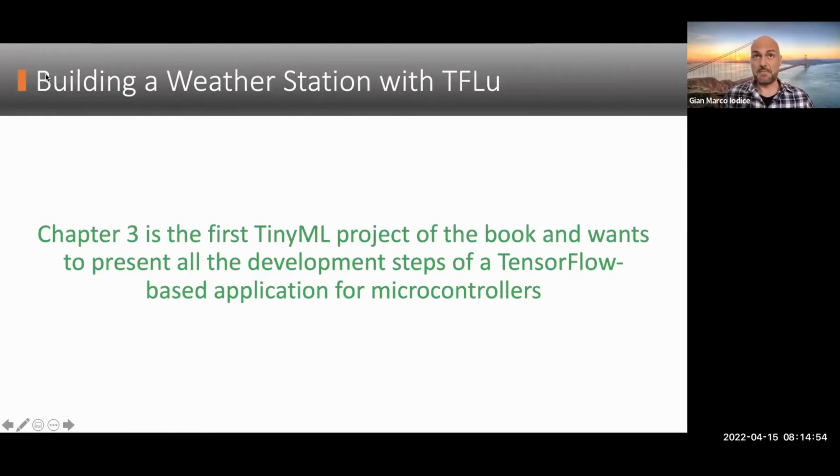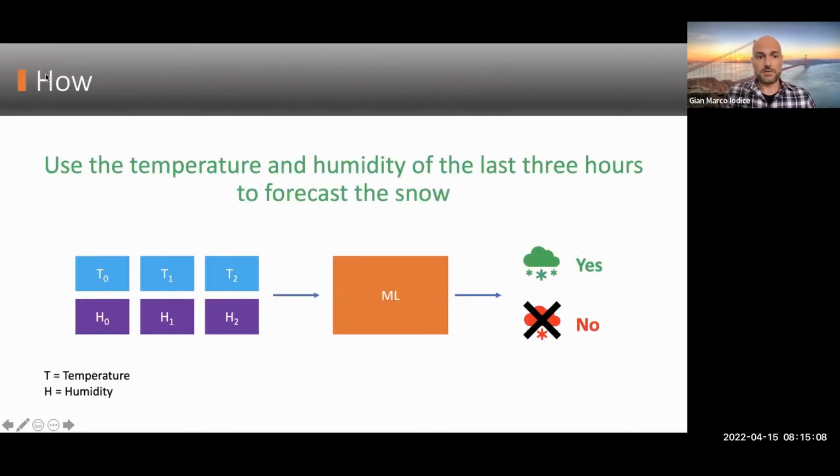Chapter 1 is mainly about TinyML in general, from a theoretical point of view. But the 2nd chapter is mainly about just embedded programming. The 3rd is TinyML. So what is the goal of this chapter? Well, it's pretty simple. We want to forecast the snow.